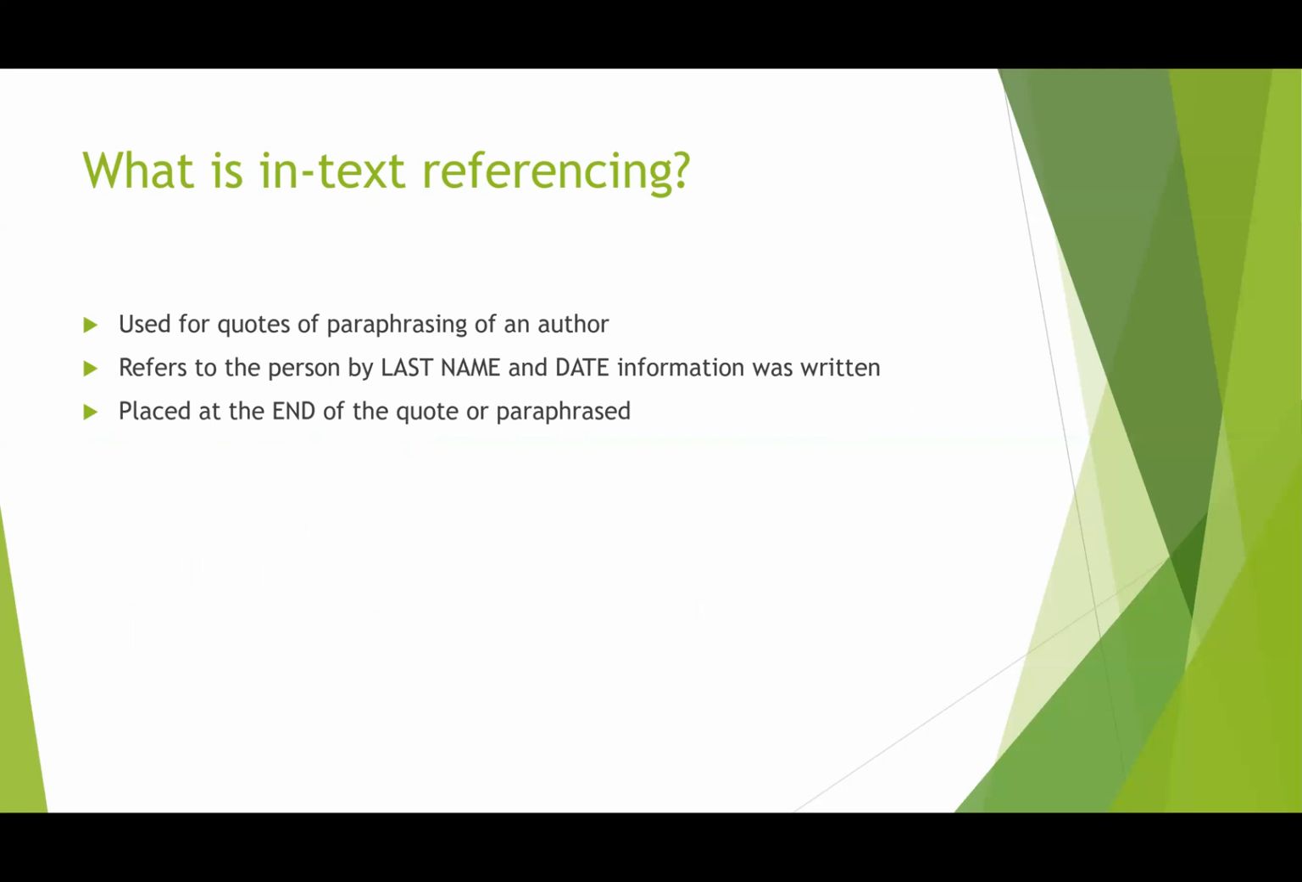What is in-text referencing? So it's used for quotes or paraphrases of an author. So when you've quoted or paraphrased an article or an author, you need to use in-text referencing. It refers to the person by last name and the date the information was written, the date the article was written, not the date you've looked at it, but the date the article was written. So you need to make sure you get that information when you do your research helpers. It is placed at the end of the quote or the paraphrased information.